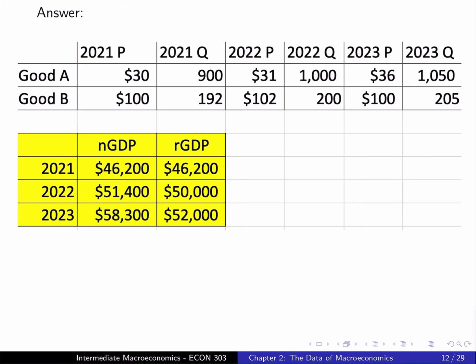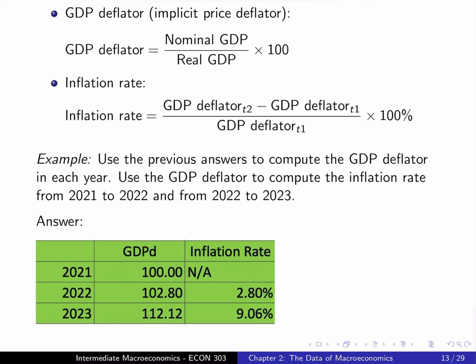Here is how we calculate real GDP for 2022. So you take $30 times 1,000 plus $100 times 200. That equals $50,000. Again, I encourage you to calculate real GDP for 2021 and 2023. Use the 2021 prices but apply the quantities from those respective years. These steps help us separate the effects of output quantity from price changes, allowing us to better understand real economic growth over time.